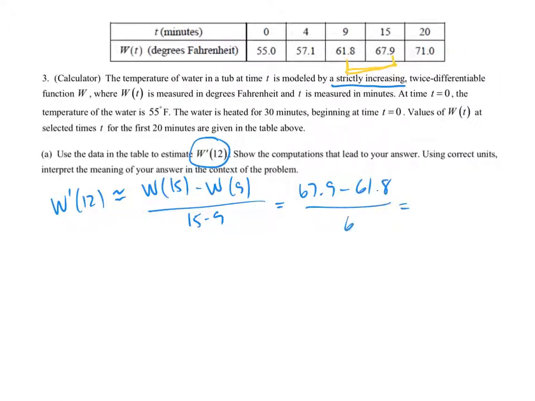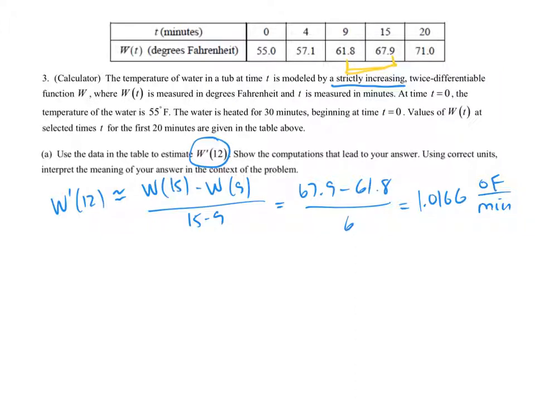Now, even though you have a calculator, you could technically leave your answer like that if you really wanted to, or you could go ahead and calculate it and get 1.0166. But before we move on, we need to put some units. And so what I notice is that my numerator is measured in degrees Fahrenheit, and my denominator is measured in minutes. And so the unit for this particular answer is going to be degrees Fahrenheit divided by minute.